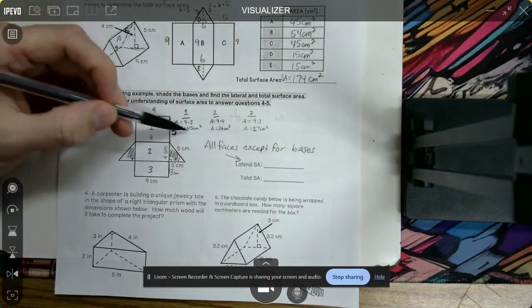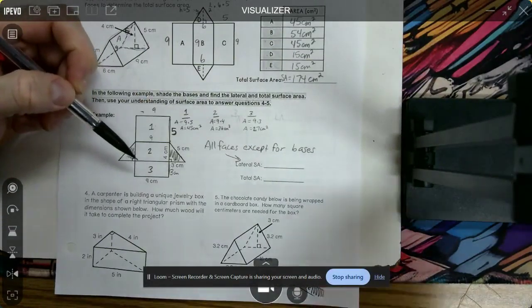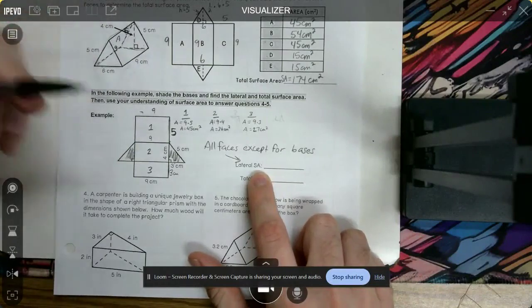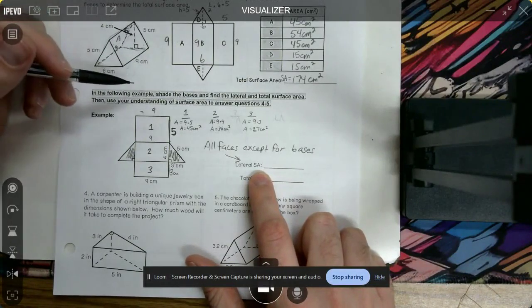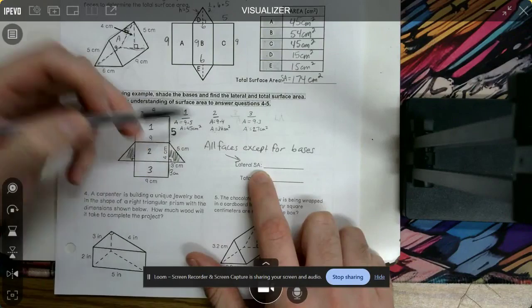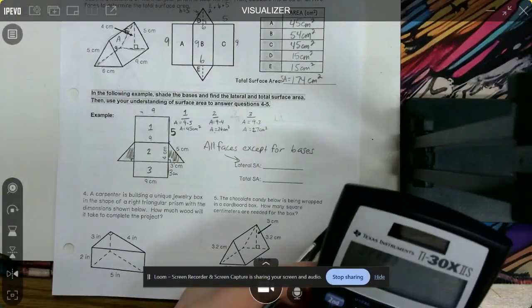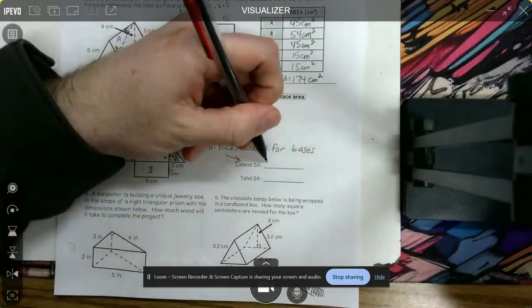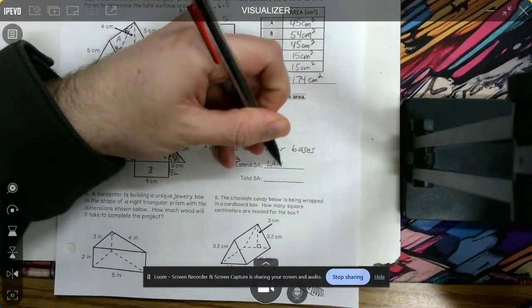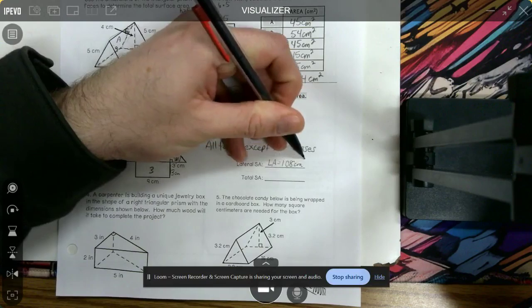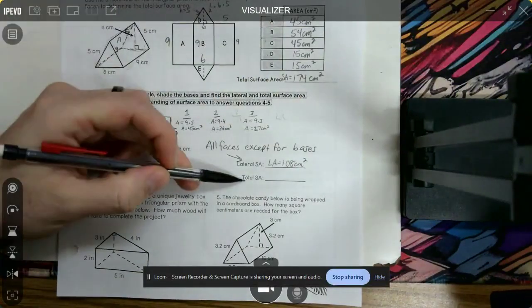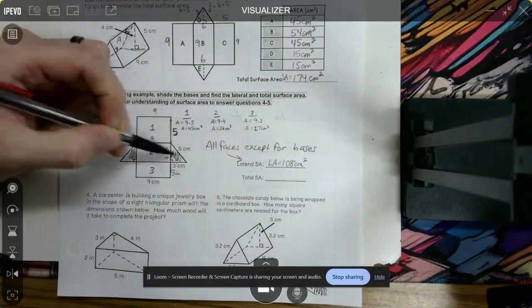All right, so those are the areas for your 3 rectangles. Now, lateral surface area is the area of all of your faces except for your bases. So we just have to add these 3 up to find the lateral surface area. So go ahead and do that now. And you get 108 centimeters squared.